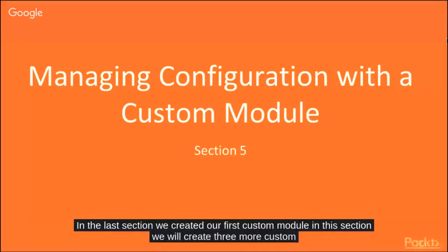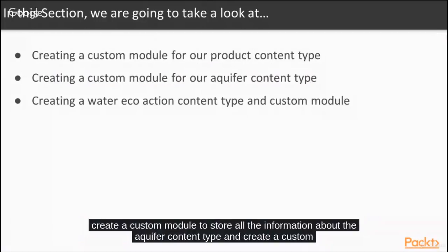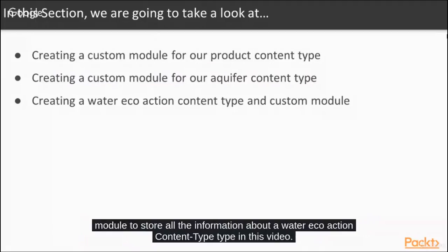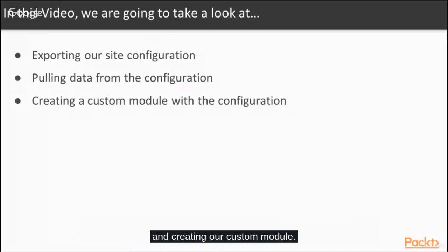In the last section, we created our first custom module. In this section, we will create 3 more custom modules. We are going to create a custom module to store all the information about our product content type, create a custom module to store all the information about the aquifer content type, and create a custom module to store all the information about a water eco-caption content type. In this video, we are going to look at exporting our site configuration, gathering the necessary data from the configuration, and creating our custom module.